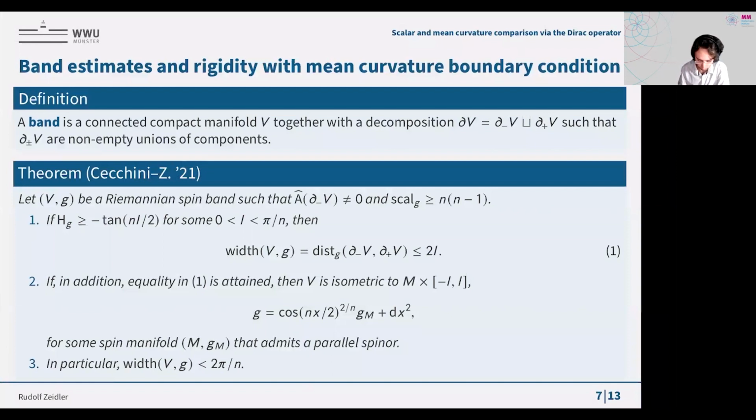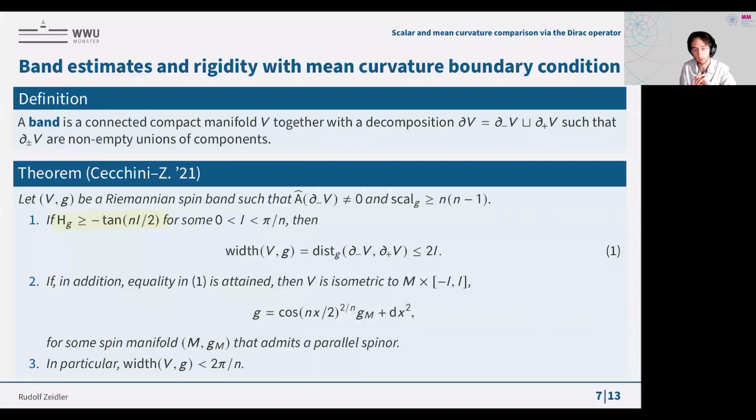So we start with such a band, and now we assume some sort of index obstruction on the boundary, namely that it's non-vanishing, and the scalar curvature is bounded by n times n minus 1. And then we have a refinement of this distance estimate in the following way. If we have an additional bound on the mean curvature, which is given by the tangent function here in terms of some argument between 0 and pi over n, then the consequence is that the distance between the two boundary components is at most 2 times this argument here. And this corresponds precisely to this model situation, this warped product, where you just go from minus L to L.